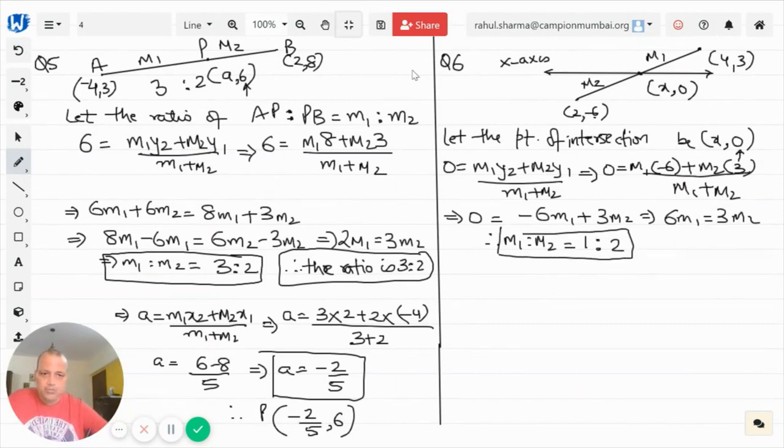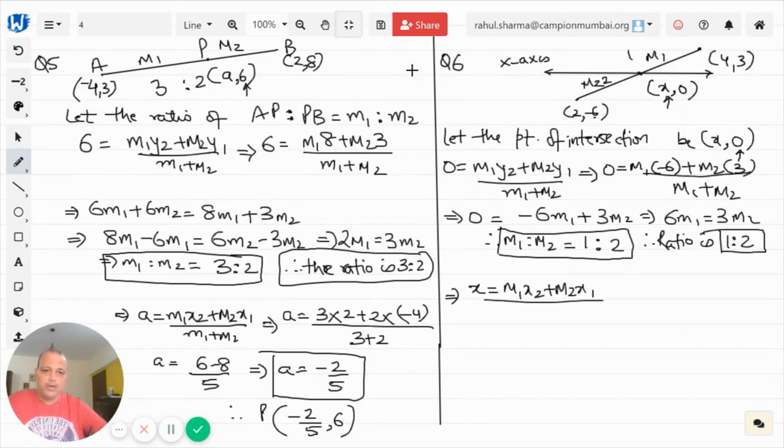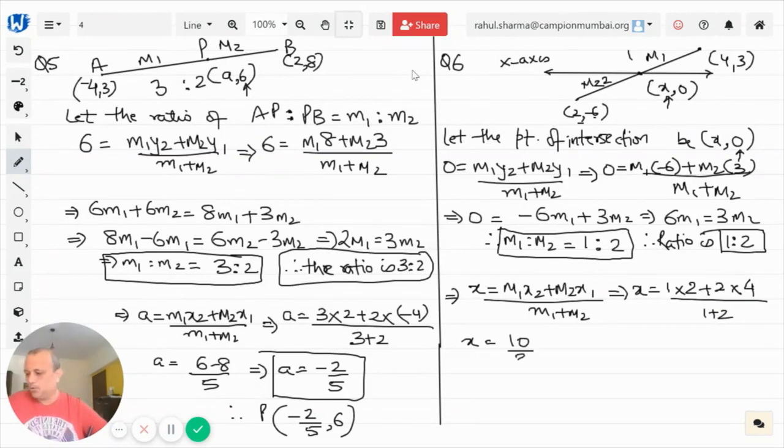Perfect. So this is what we've calculated. What does it say we want? In what ratio? Therefore, ratio is 1:2. Perfect. Part 2 says also find the coordinate of the point of intersection. So I need to calculate x. Now I know M1 is 1 and M2 is 2. So let's do this for the x coordinate. X would be equal to M1 x2 plus M2 x1 upon M1 plus M2. Let's substitute. X would be equal to M1, which is 1, multiplied with x2, which is 2, plus M2, which is 2, multiplied with x1, which is 4, upon M1 plus M2. So x will be equal to 2 plus 8, that's 10 upon 3, which means 10 upon 3.